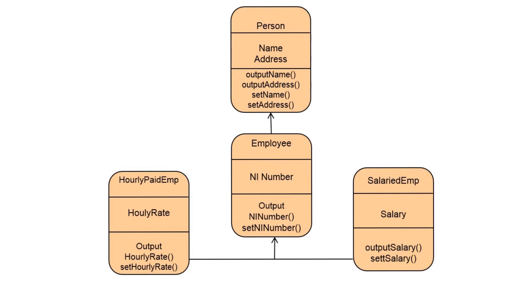Note that each of these subclasses are still employees, and they are still people. They inherit all the way up the object tree. So an hourly paid employee object, once it's created, has 4 attributes associated with it, and it has 8 methods associated with it.